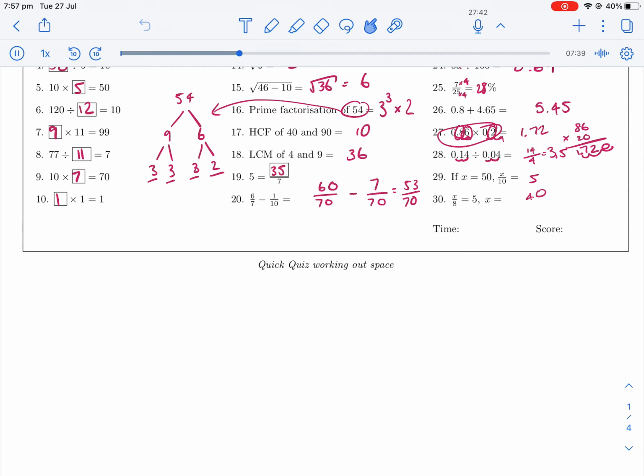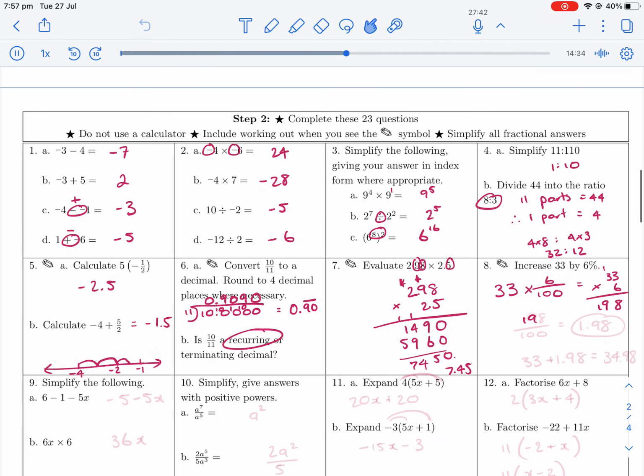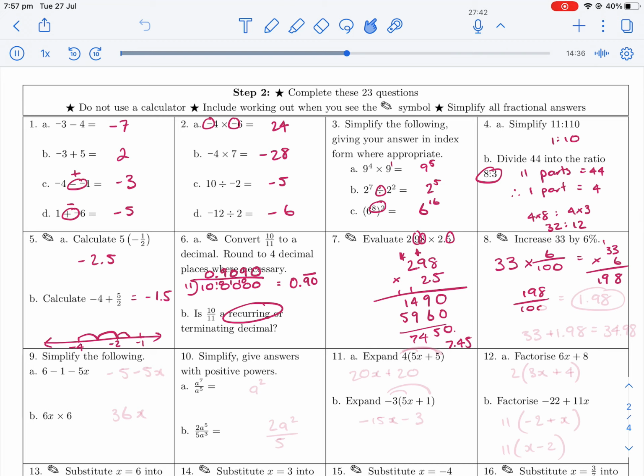Alright, coming down to step 2, still not using a calculator for this one. Minus 3, minus 4, minus 7. 198 over 100, which is the same as 1.98. So that's the 6%. It says increase 33 by 6%. So 33 plus 1.98 equals 34.98.